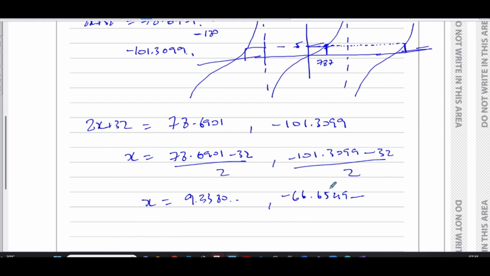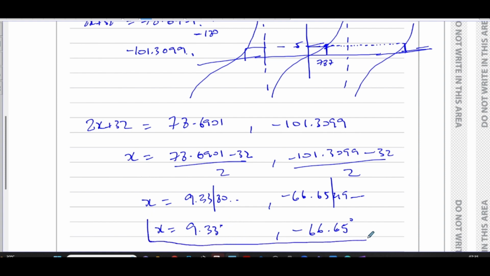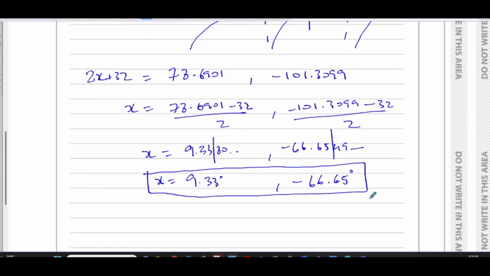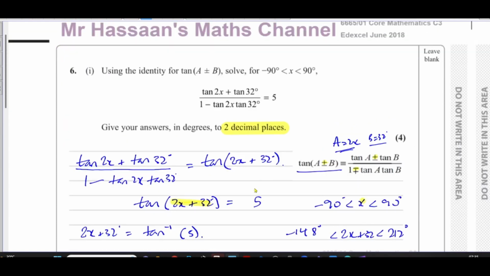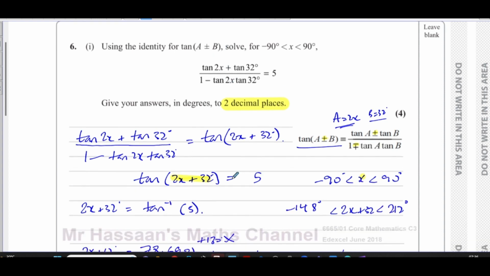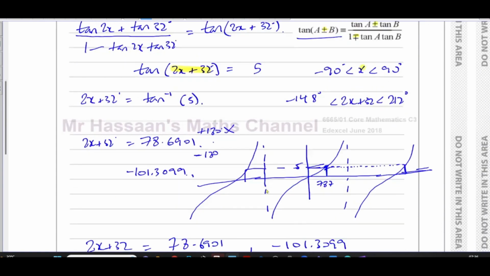We want to round it to 2 decimal places. So this gives x equals 9.33, and this is minus 66.65 degrees. Those are the two solutions from this problem, and you can see the angles in the end are between minus 90 and 90. So that's how we solve number 6, part 1, using first of all the addition formula for tan A plus B in order to rewrite this in a way that's easy for us to solve. So that's part one done, and now we're going on to part two.